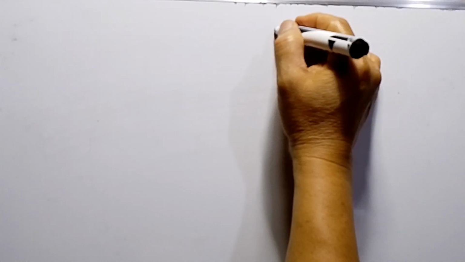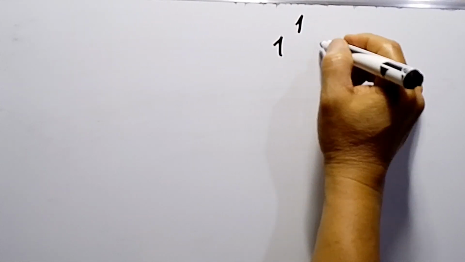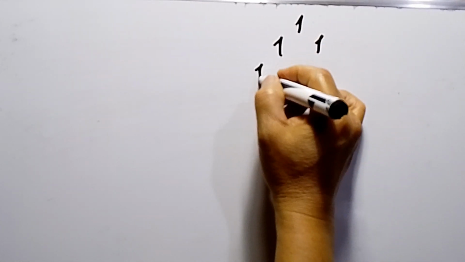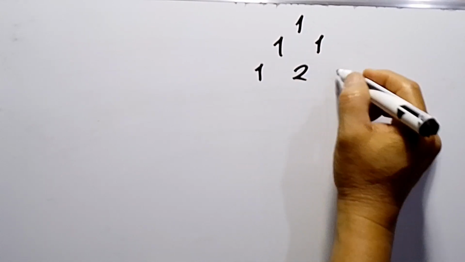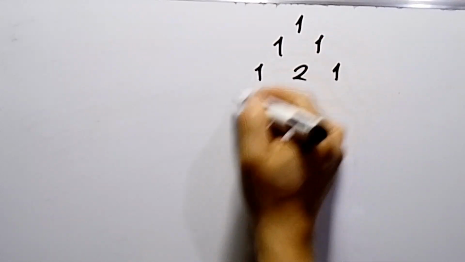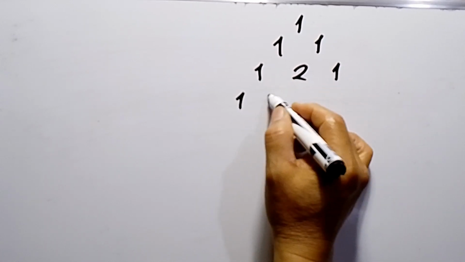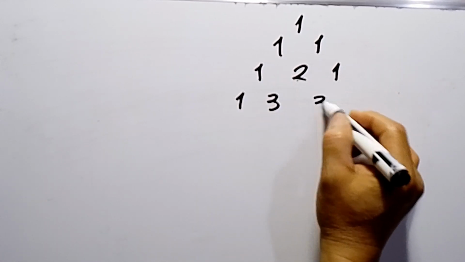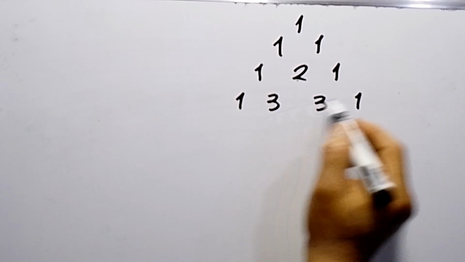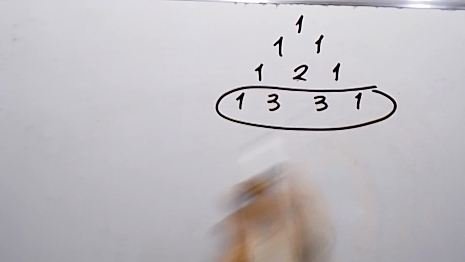To get the numerical coefficients, I have to use Pascal's triangle. 1, 1. This will be 1. 1 plus 1 is 2, and then 1. So the diagonal side is always 1. 1 plus 2 is 3. 2 plus 1 is 3, and then 1. Okay, so I will take these as the numerical coefficients.